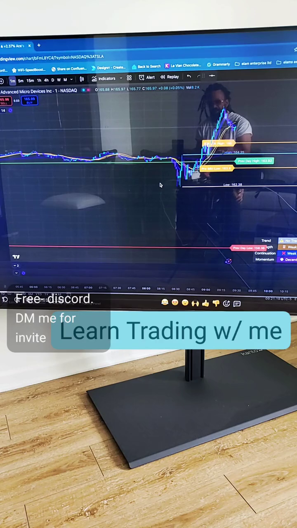But anyway, I'm going to go over this quick trade recap that I took today, about 10 minutes ago. AMD, made $200 in 7 minutes. So that was pretty cool. It was pretty exciting, but I really wasn't planning on trading today because I really wasn't feeling it. I really wasn't feeling trading today.